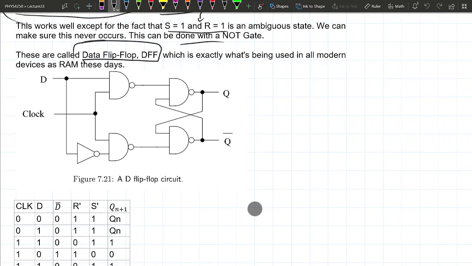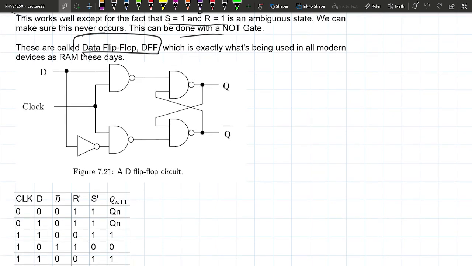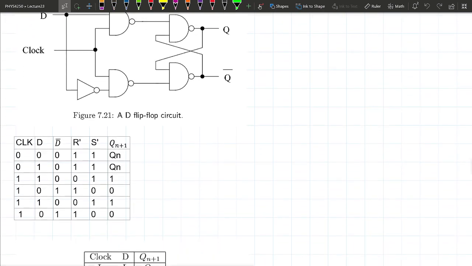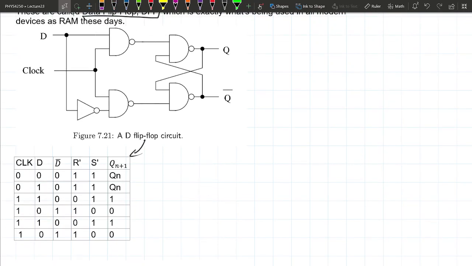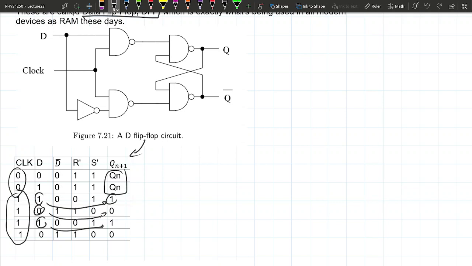Let's see what time we've got. Well, I'm a little low on time. I'll let you work through this truth table. But the basic gist of it is that whenever the clock is low, the output cannot change no matter what you do to D. Whenever the clock is high, whatever D is will be equal to the output. When D goes low, the output goes low. When D goes high, the output goes high.